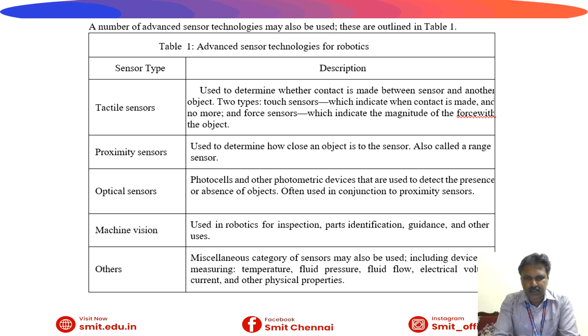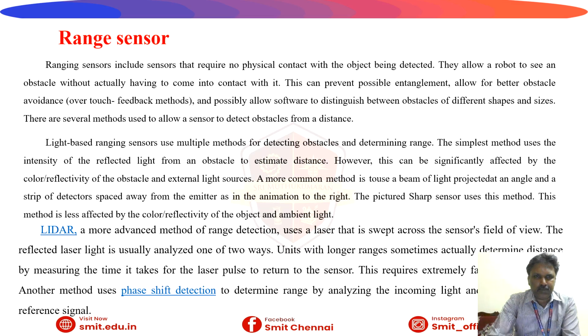Machine vision, used in robotics for inspection, part identification, guidance and other uses, that is termed machine vision. Others: a miscellaneous category of sensors may also be used, including devices measuring temperature, fluid pressure, fluid flow, external voltage, current and other physical properties. In this, proximity sensors and optical sensors are the very important ones. That is called a range sensor, proximity sensor. Optical means that if there is any obstacle there, it will measure and inform, so as to avoid hitting those objects.